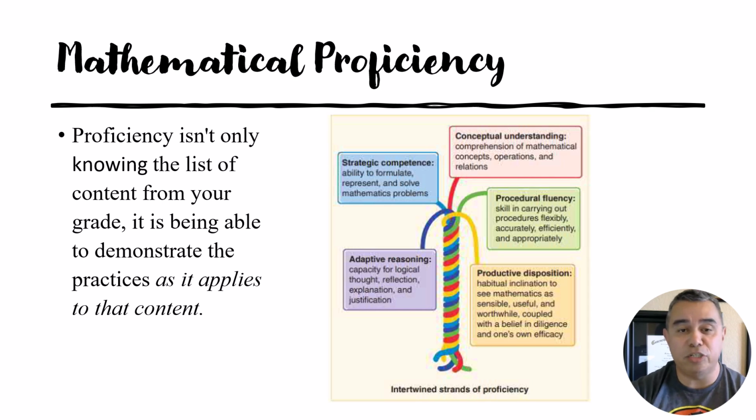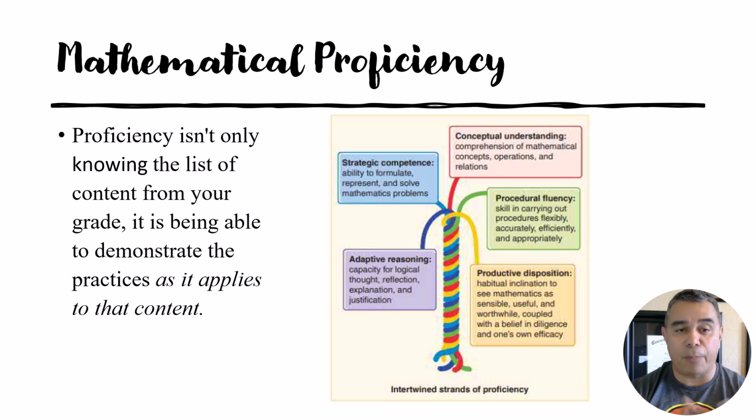Okay, we have procedural fluency, which is making sure you can do the procedures right. There's conceptual understanding. That's part of proficiency. You should be able to comprehend the concepts of mathematics, operations, and relations all in one. Strategic competence is something important too. How you use what you have learned previously to apply it here. So apply the formulas, apply the representations, solve the mathematical problem strategically.